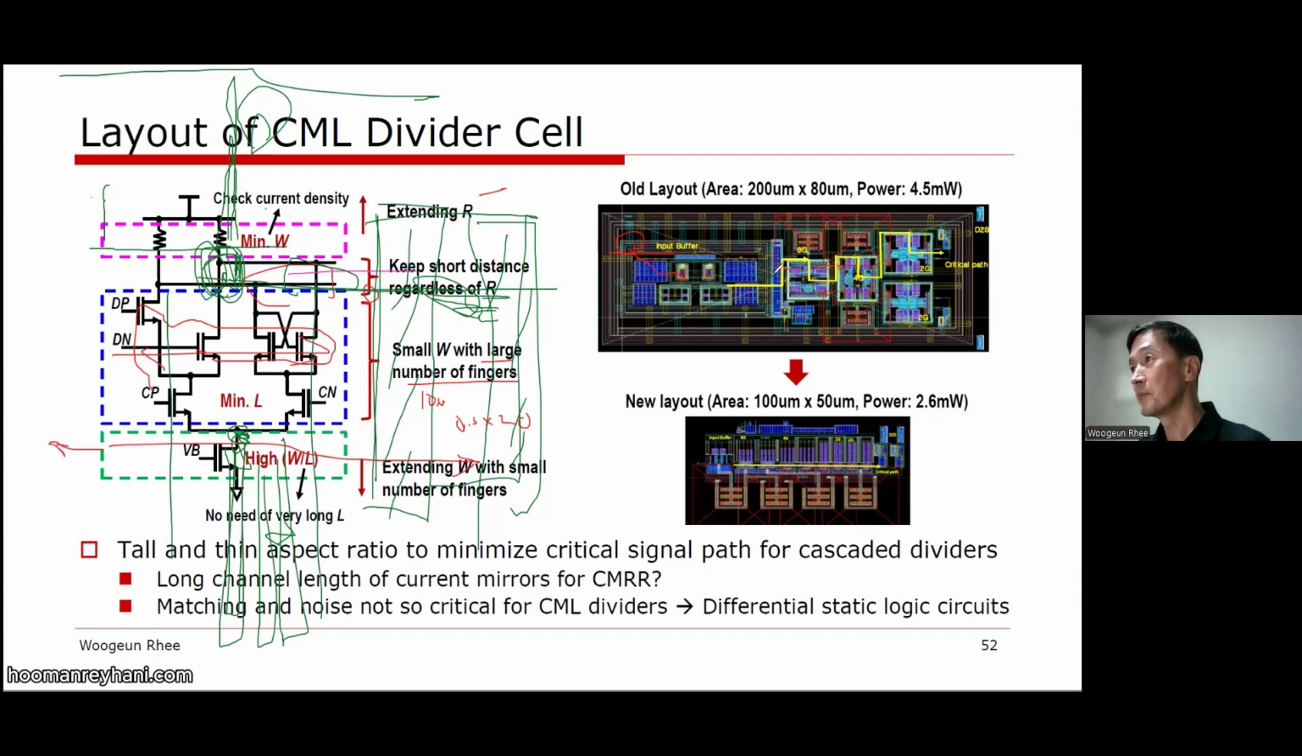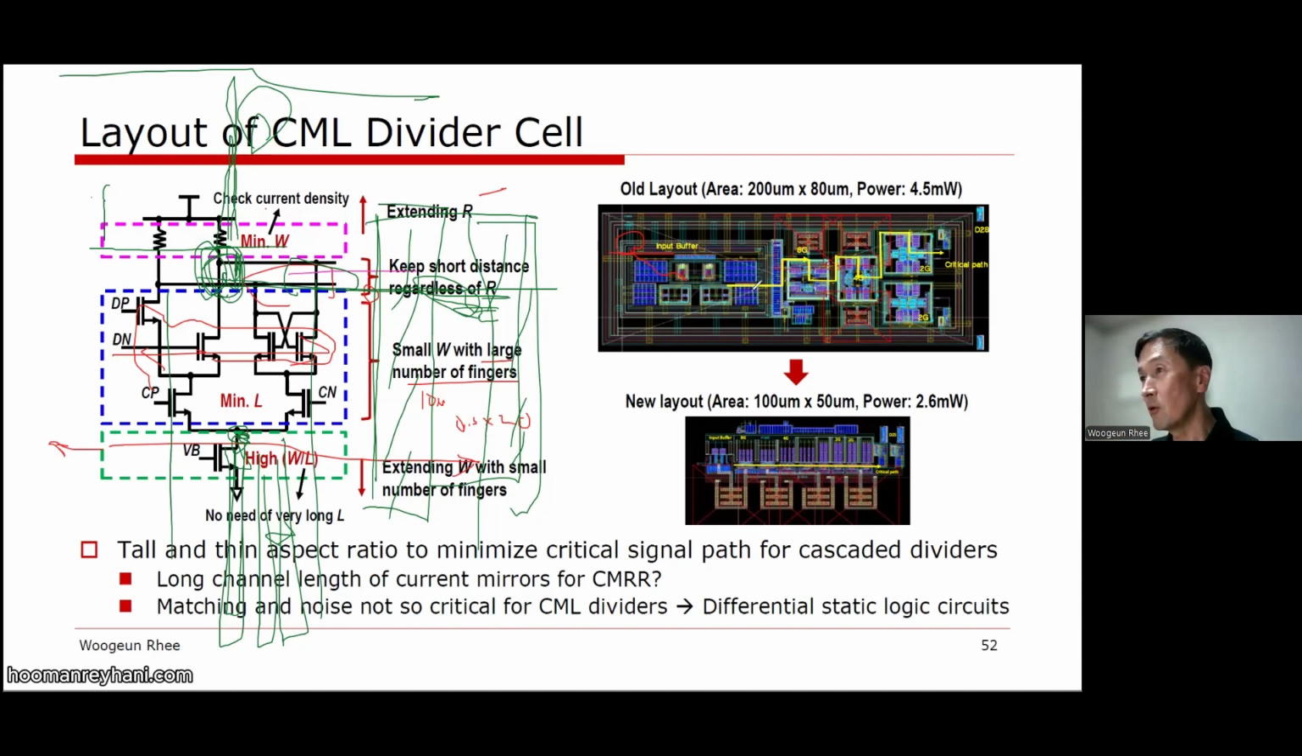So this is an example of an old layout by one of my previous students. He designed the CML like a digital logic. He designed the layout one by one: an 8 GHz toggle flip-flop, a 4 GHz toggle flip-flop, and sometimes he rotated them, and even the buffer. So this yellow is the critical path. You see it's going up and down because he just did it his own way, like a digital cell.